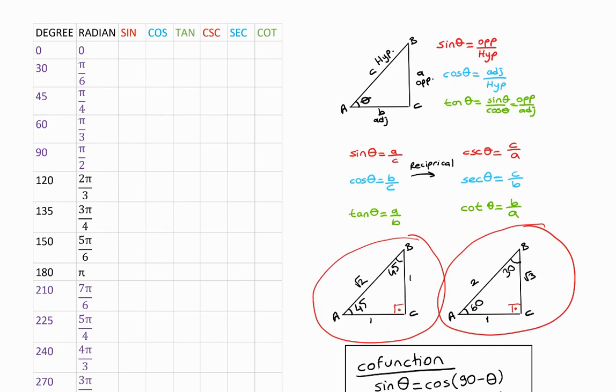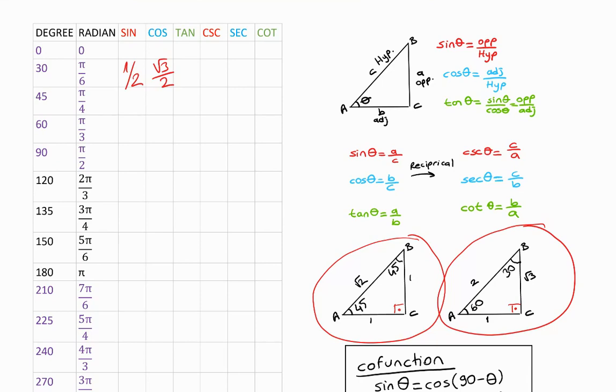I can find 30 degrees from the second triangle. So what is the opposite side? 1 over hypotenuse 2. This is sine, yes. And cosine is square root of 3 over 2, the hypotenuse.